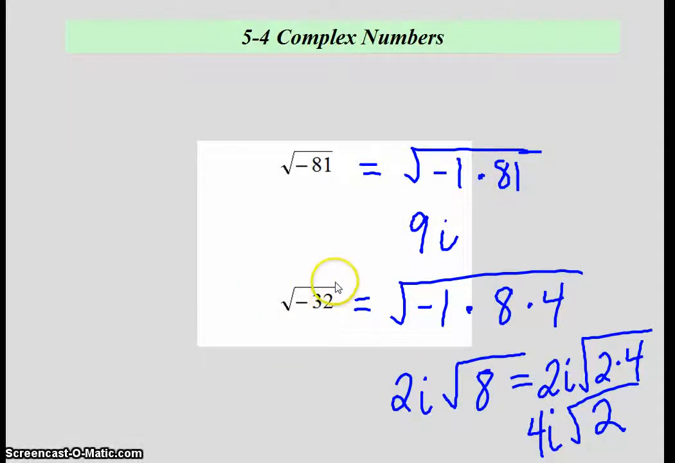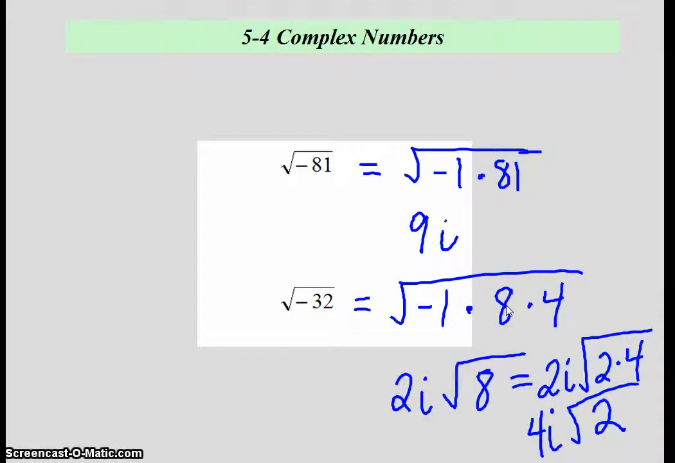Well, if I don't have a perfect square root, then I can break this down and we should be able to rely upon what we had done in Algebra 1. So I have a negative 1 times my 32. Let's break this down into numbers that we can take the square root of. Hopefully we can think of the largest perfect square, but if not, let's just break it up. 32 is 8 times 4. That's fine. The square root of negative 1 is i.